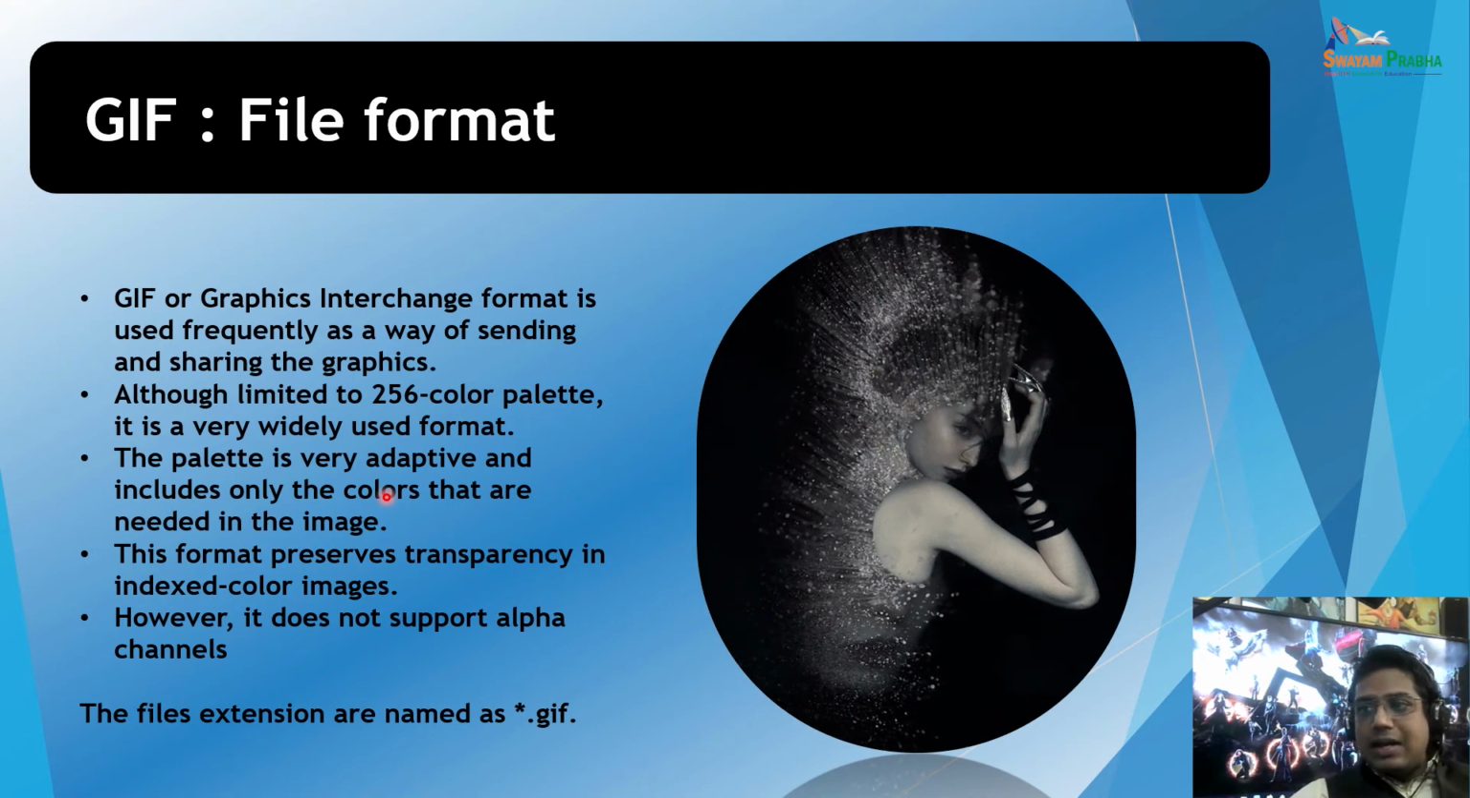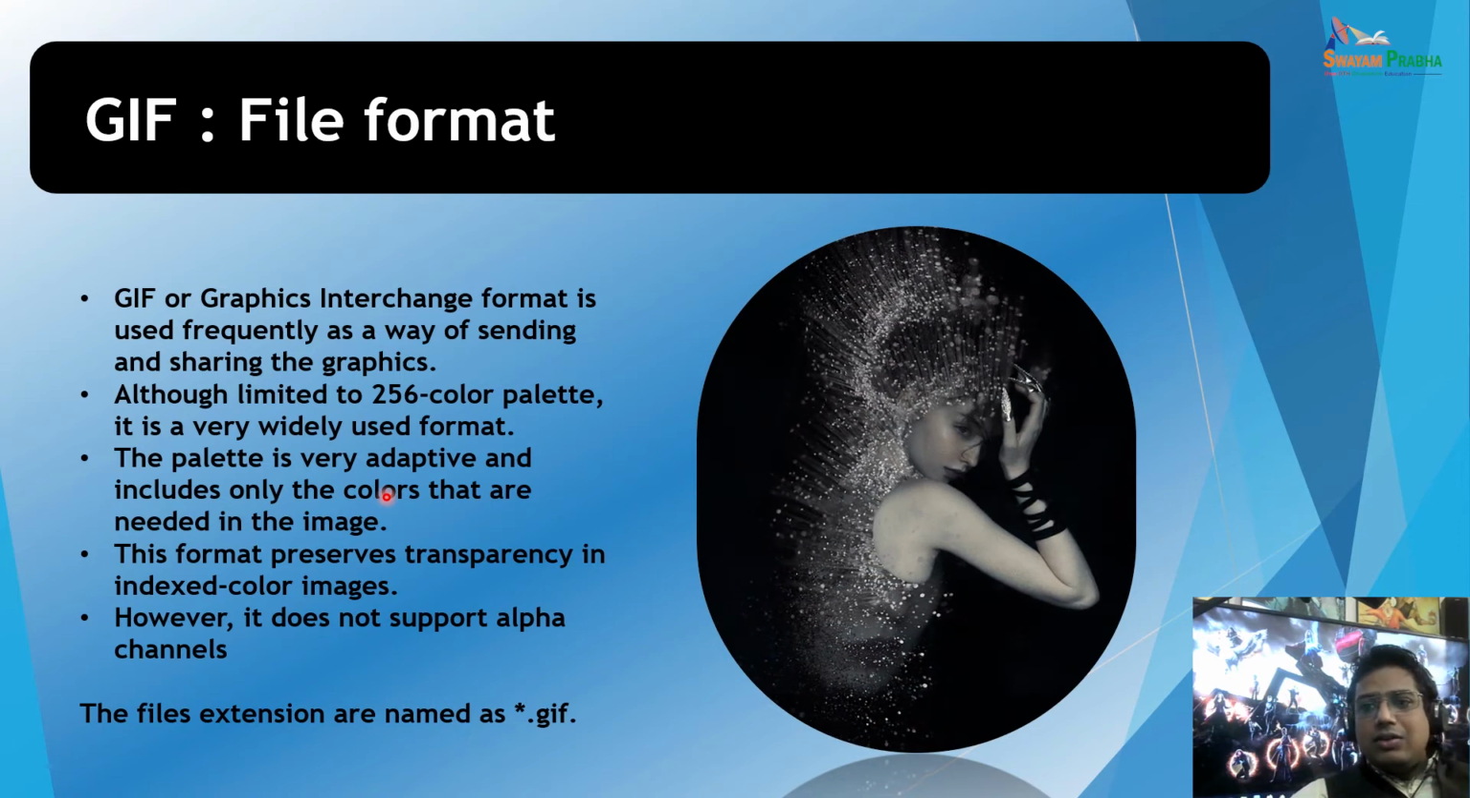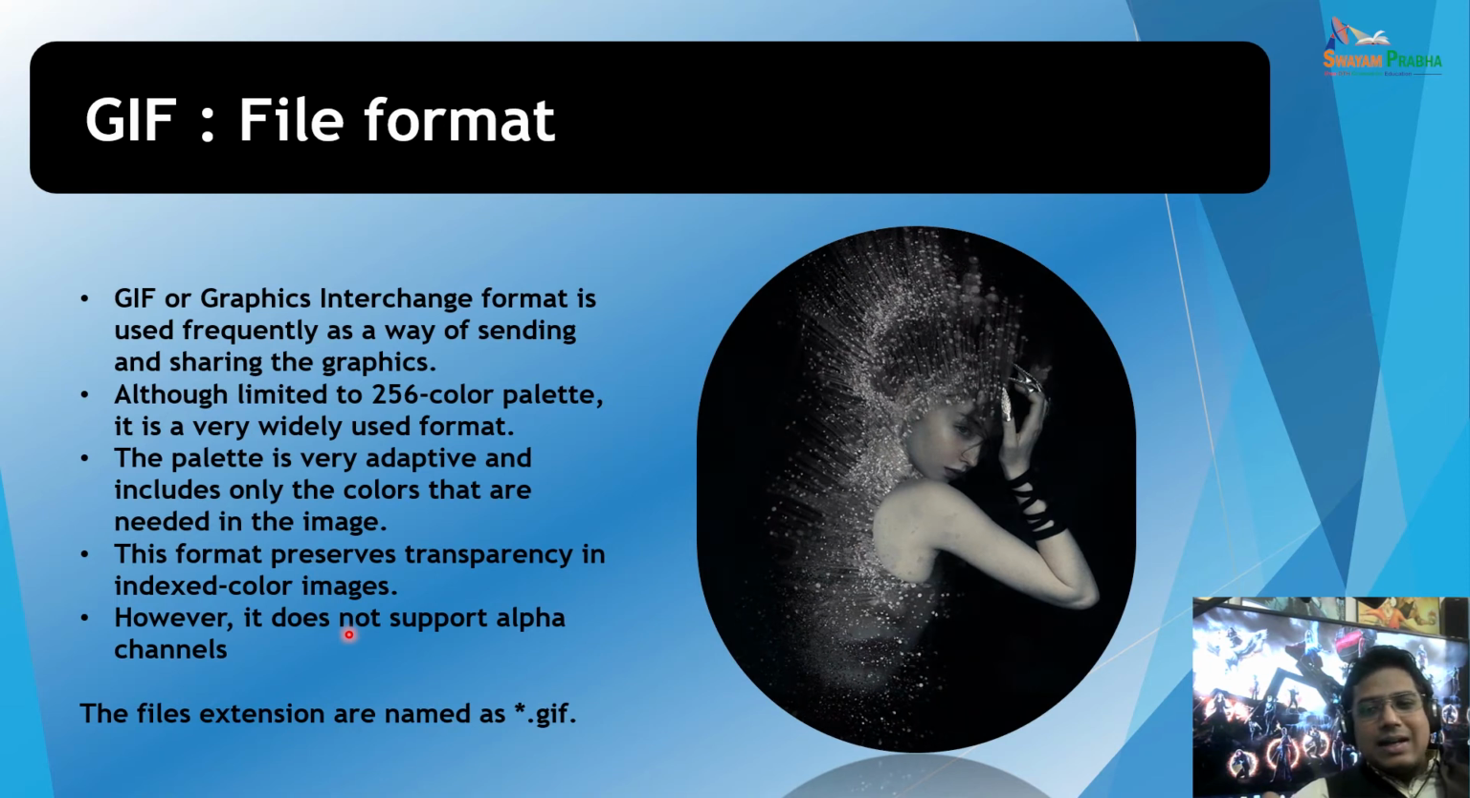If you want to save an animation, like here you can check out the artwork created by an artist, it looks very smooth, with some particles emitting from the body. So this is the facility of the Graphics Interchange Format, right? This format also preserves transparency in indexed color images. However, it looks like it's saving transparency, but technically it doesn't support the alpha channel.